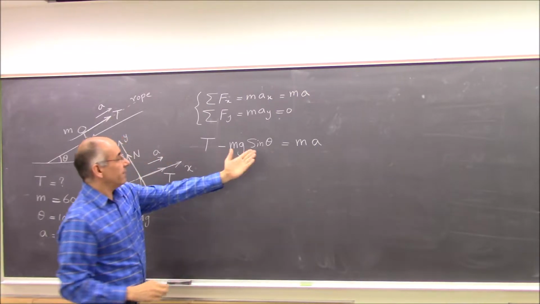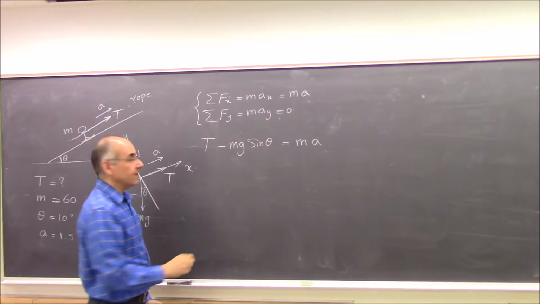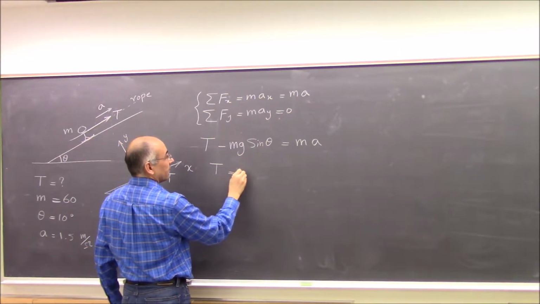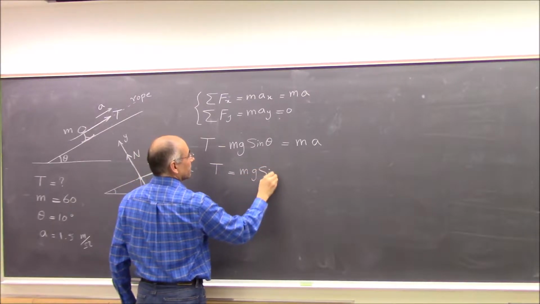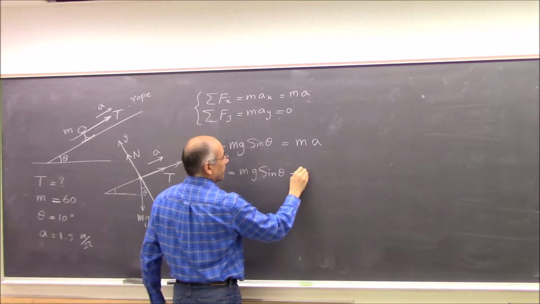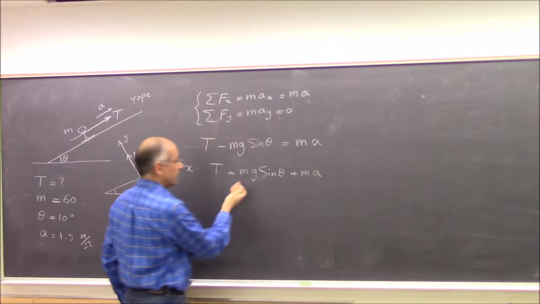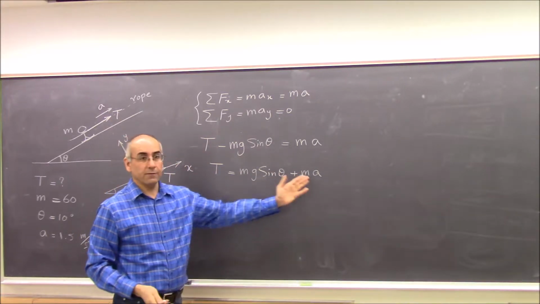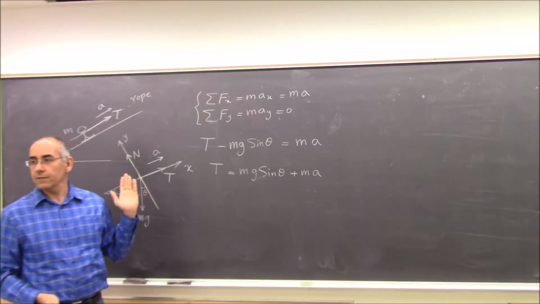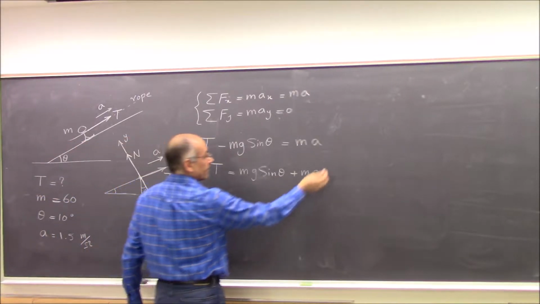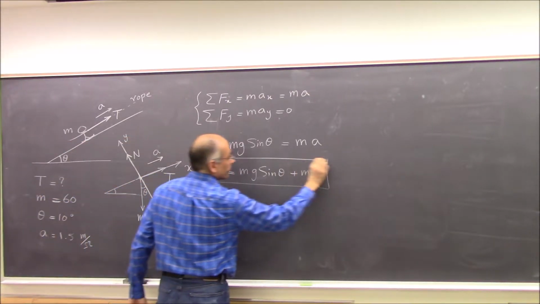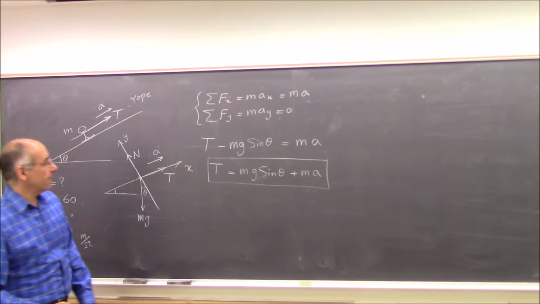So that directly gives you T, right? T becomes mg sine theta plus ma. And you have all of these: you have mass, you have g, you have theta, you have a. You can calculate T. If you want, you can factor m.